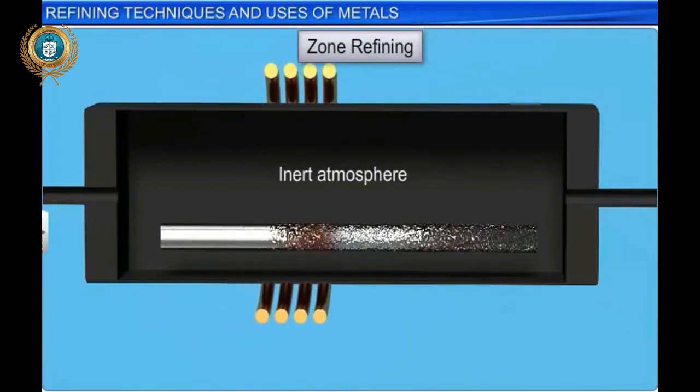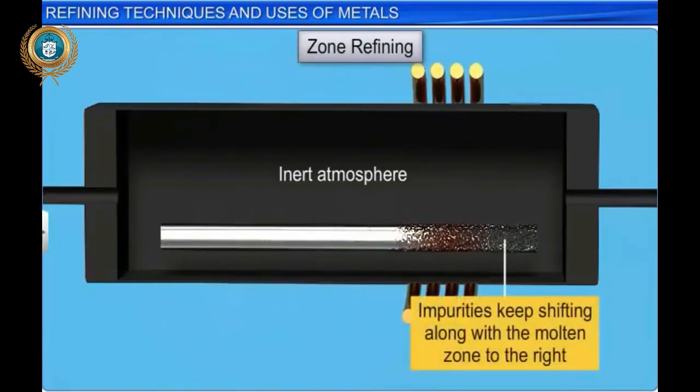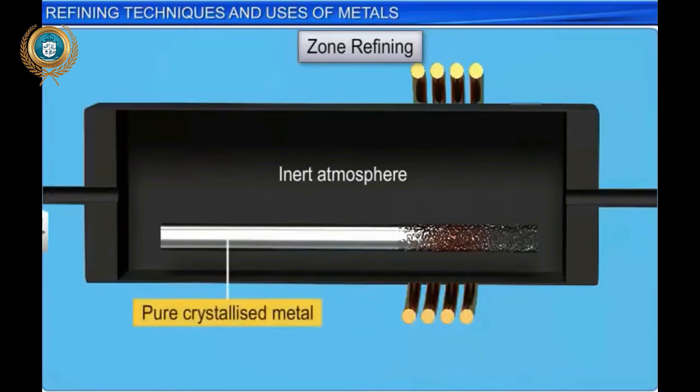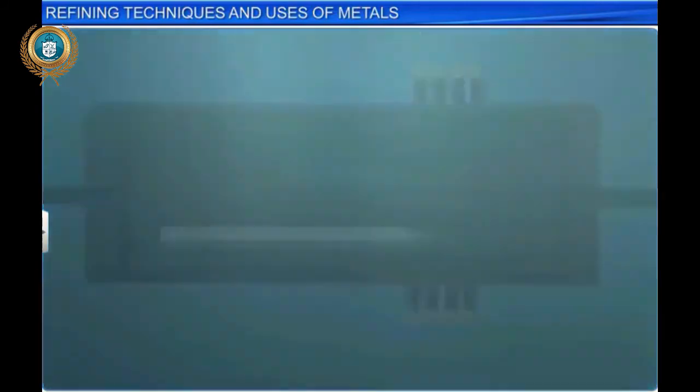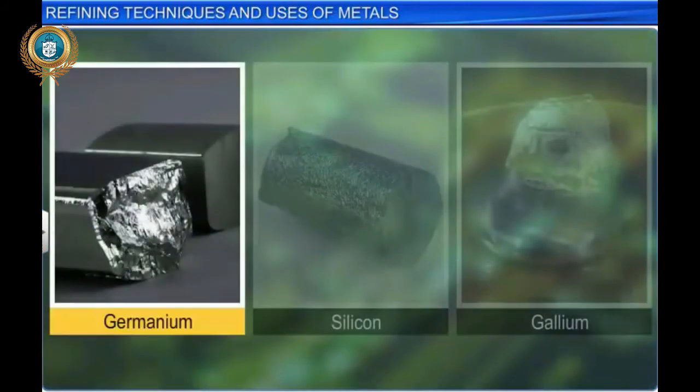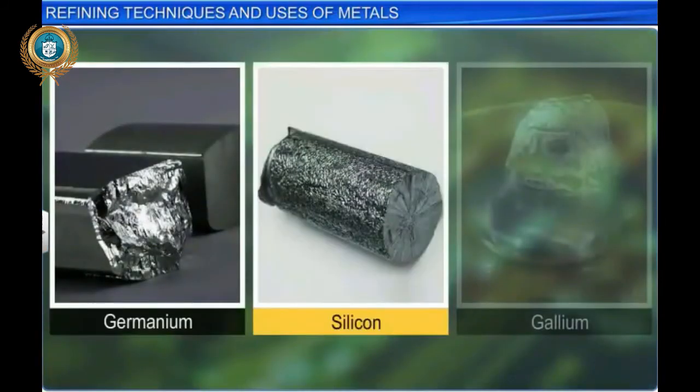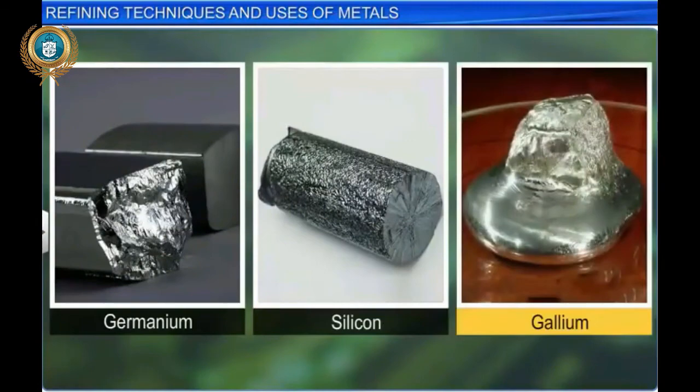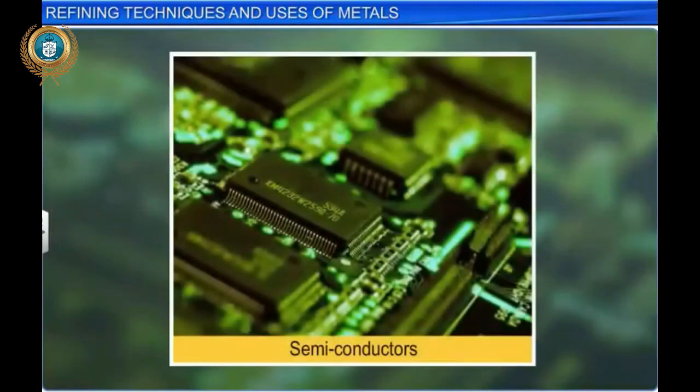In this way, the impurities keep shifting along with the molten zone to the right, and pure crystallized metal is obtained on the left. The process is repeated several times till the impurities are completely removed. Elements such as germanium, silicon, and gallium, which are used as semiconductors, are refined by this method.